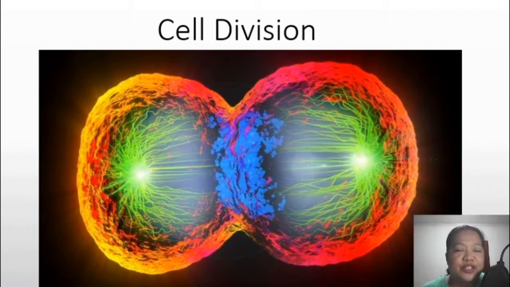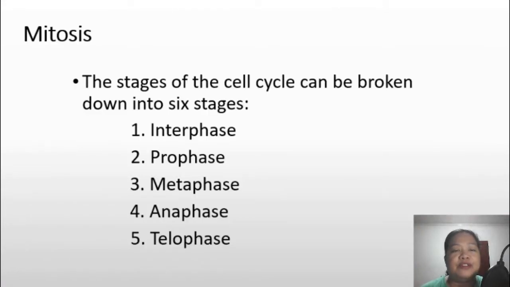Cell division is another activity of the cell that helps the cell to replace the worn out cells. At the same time, this is another way to reproduce of another kind. Now in cell division, it involves mitosis. Mitosis consists of stages. Actually, this is a cell cycle already. So we have the interphase, prophase, metaphase, anaphase, and telophase.